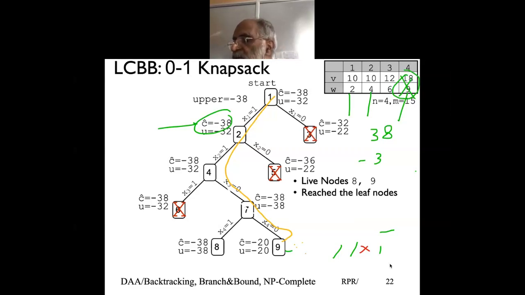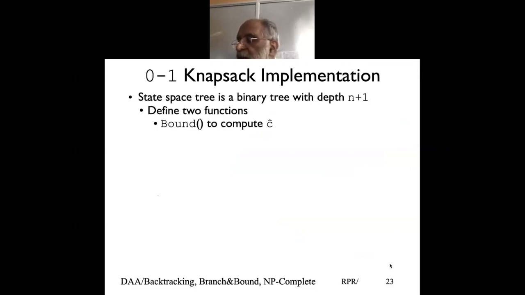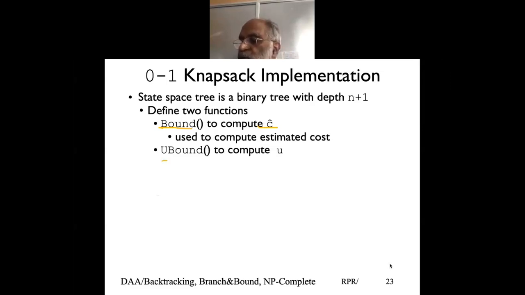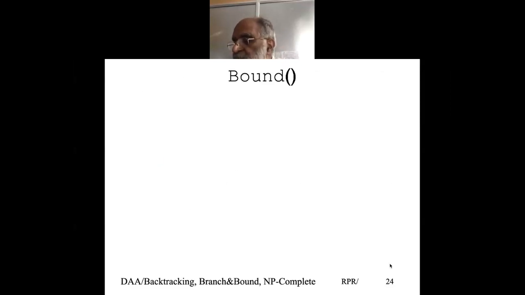So essentially we implement two functions. One is called bound, another is called U bound. Bound I'll use to compute C hat, and U bound I'll use to compute U hat. In this, I'll include the partial weight. Here, I don't include the partial weight. So we'll look at the plain simple algorithm. Basically, I include the partial weight there, and there I exclude the partial weight. That's the only thing we do.